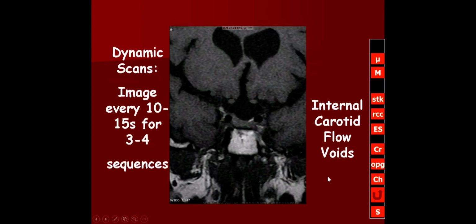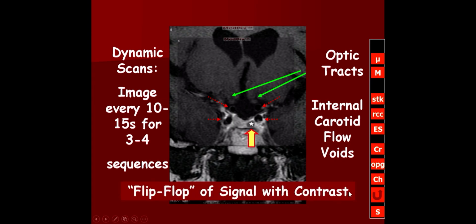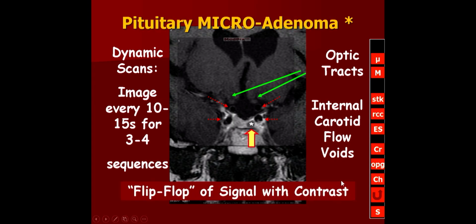It doesn't always work. Classic example here of doing dynamic enhancement, flow voids for the cavernous and supraclinoid carotid, optic nerves there. We're going to give contrast material, and typically the microadenoma will enhance later and less brightly than the normal anterior pituitary or adenohypophysis. And people talk about this as the flip-flop.